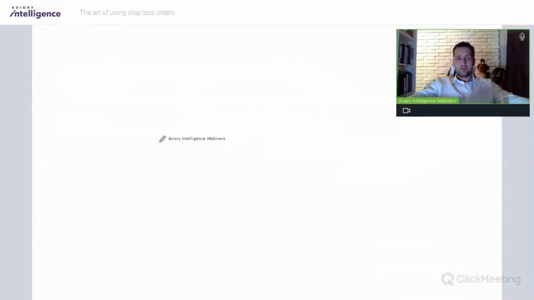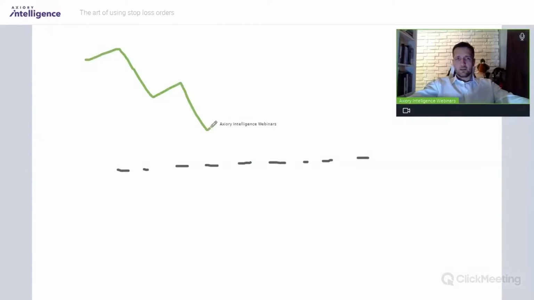A clear, very fast, convenient example. We have a support here. The price is going here. Then it creates an inverse head and shoulder formation. You know the inverse head and shoulder formation from the previous webinar. Here is the neckline. We don't have blue. You open a position here.